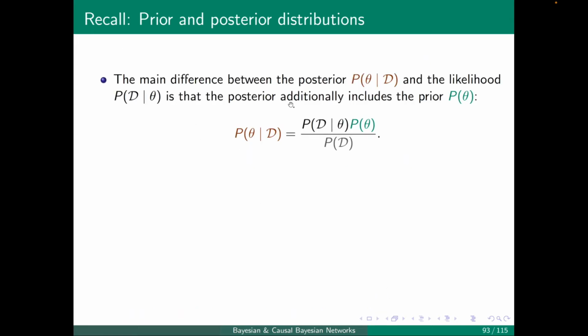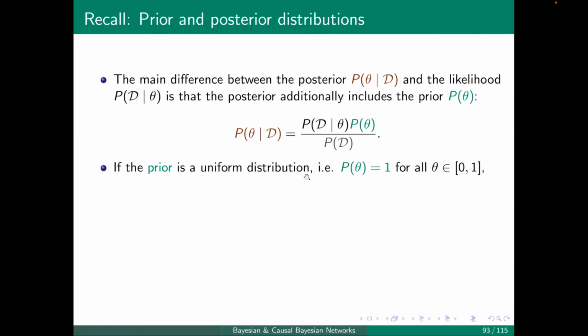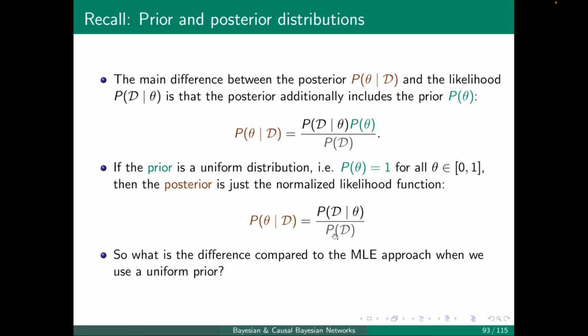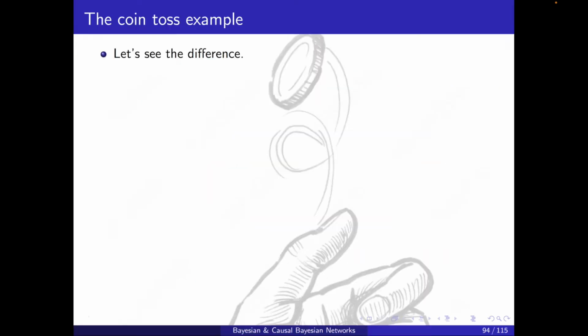Now, the main difference between the posterior and the likelihood is that the posterior additionally includes the prior. Of course, we have this normalizing factor, but this is a key term here. If the prior is a uniform distribution, meaning that P of theta is equal to 1 for all theta, then the posterior is just the normalized likelihood function. So the question is, what is the difference compared to the MLE approach when we use a uniform prior? Is there any difference? Let's see.